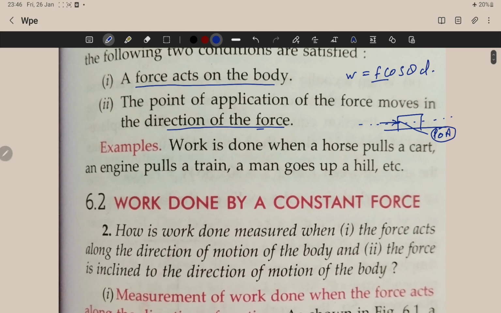If you want an example, work is done when a horse pulls a cart. Let's say there is a horse pulling a cart. To pull the cart, the horse has to apply a force in the x direction, and therefore the cart is also moving in the x direction. So there is a force and there is a displacement, and the body moves in the direction of the force itself. Therefore, in such cases work is done. The second case is an engine pulling a train. There also there is a force and the body moves in the direction of the force. And a man going up a hill. These are the examples where work is done.